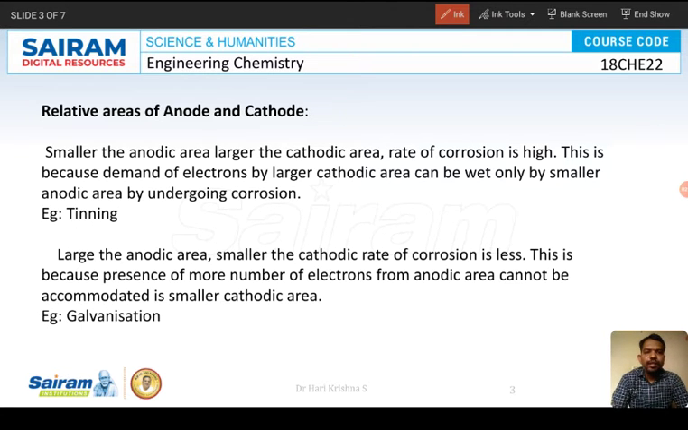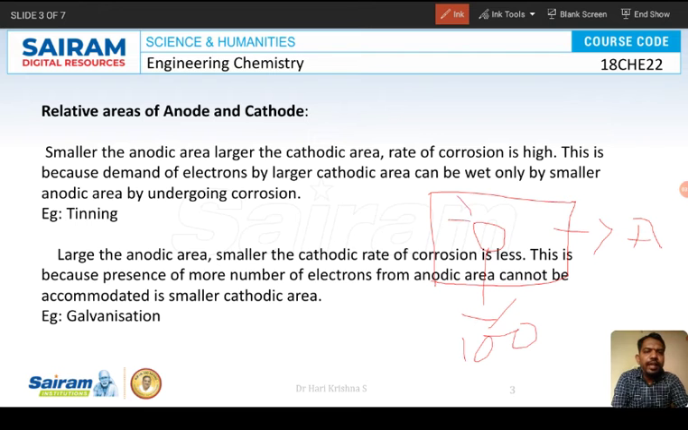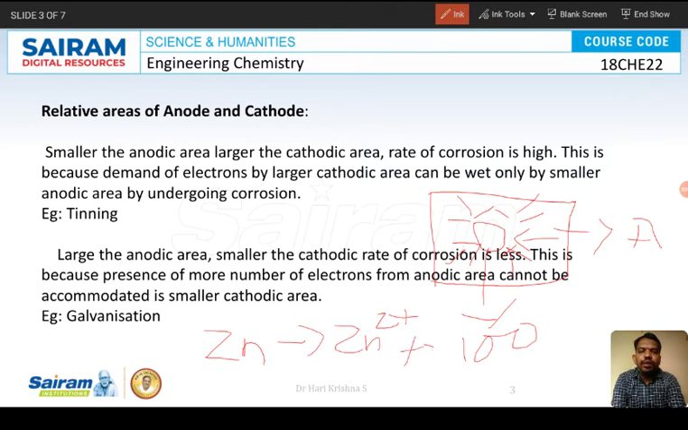The other case is larger anodic area and smaller cathodic area. Say we have a metal, in which the center part is the cathode and the entire remaining part is the anode. This cathode can accommodate only 100 electrons, but from all the sides electrons are coming. Let us assume in this case also zinc is the anode. Zn is undergoing oxidation to give Zn2+ and 2 electrons.